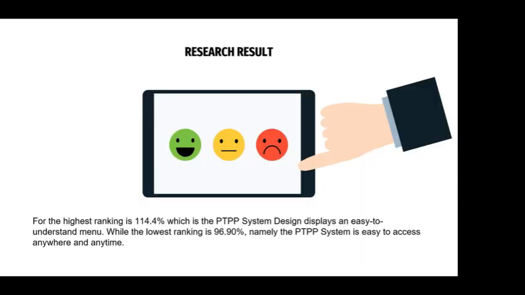So from that result, the highest ranking is 114.4%, which is that the PTPP system design displays an easy to understand menu. While the lowest ranking is 96.90%, namely that the PTPP system is easy to access anywhere and anytime.